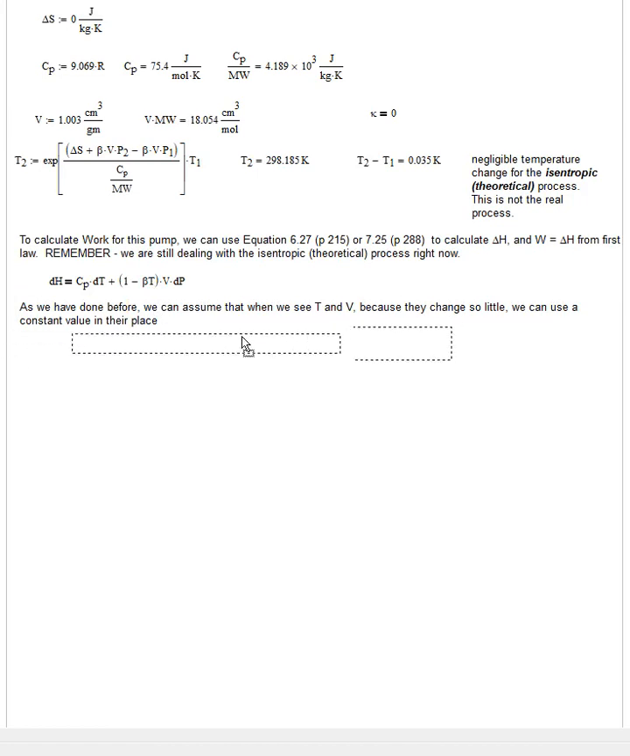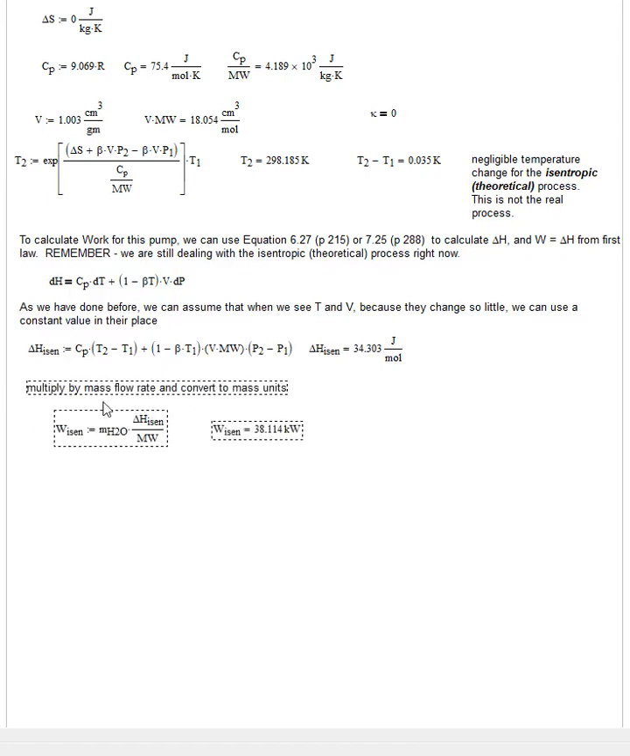And here I've got this written as the delta H for the isentropic process. I multiply by the molecular weight because I'm putting everything in molar terms. So delta H for the isentropic process is 34.3 joules per mole. Now I can calculate the work for the isentropic process. To do that, I'm going to take the delta H and multiply by the mass flow rate, which remember was 20 kilograms per second. And then because I had things on a mole basis, I'm going to divide that by the molecular weight so that the mass units cancel out.